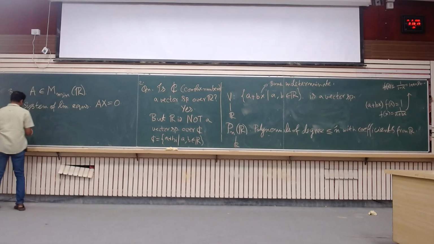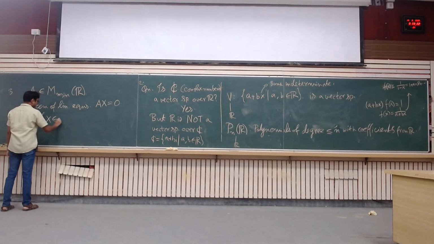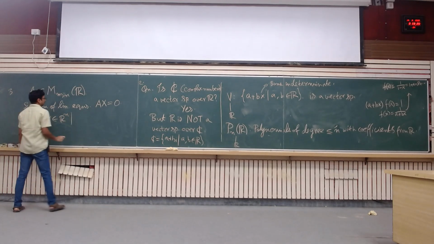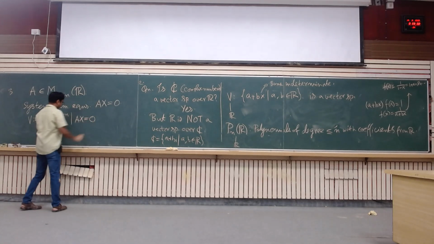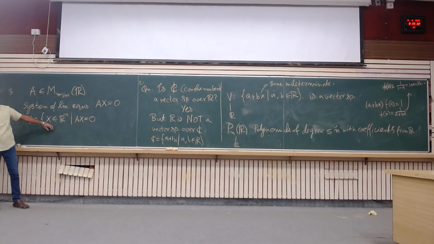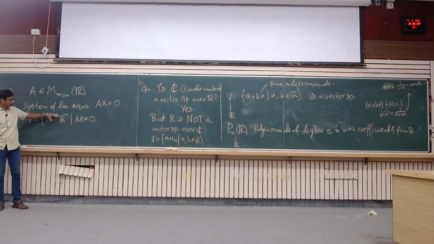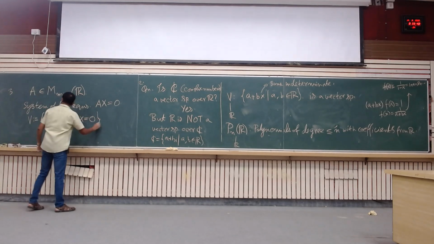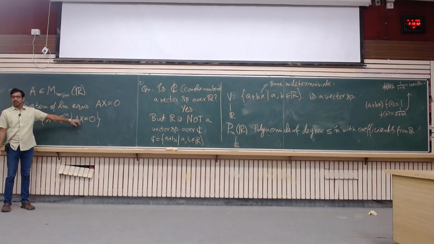And suppose V is the set of all x in R^n such that Ax is equal to 0. So all n cross 1 vectors that you multiply with A and you get 0. The system of homogeneous equations of this form. The question is whether this is a vector space over R. Yes, it is, right?